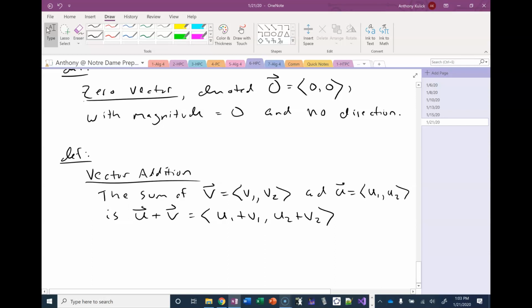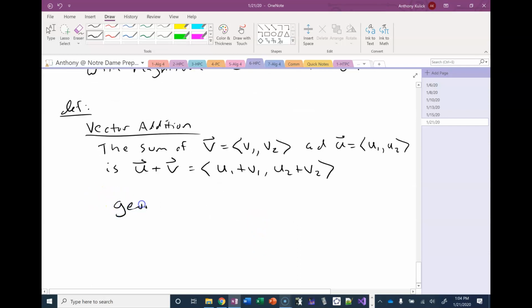So the way we add vectors is just add them component-wise. You just take the x components and add them, and the y components and add them. This is one of the reasons why component form is such an important way of representing vectors, is it makes these sorts of calculations very, very easy.